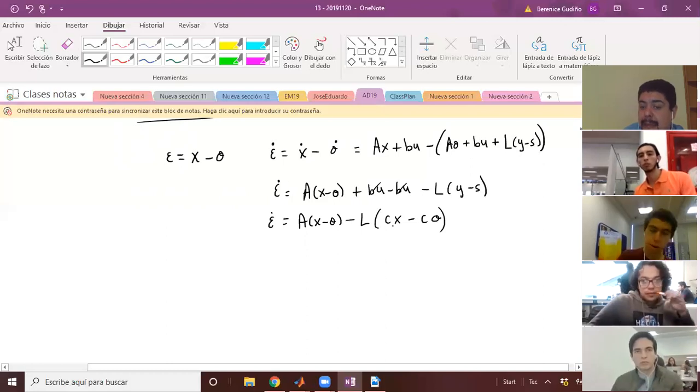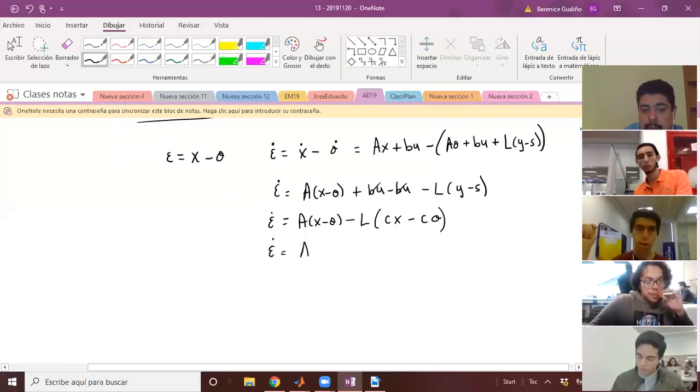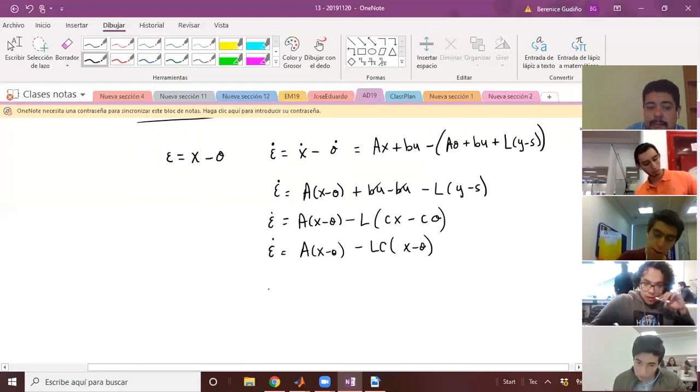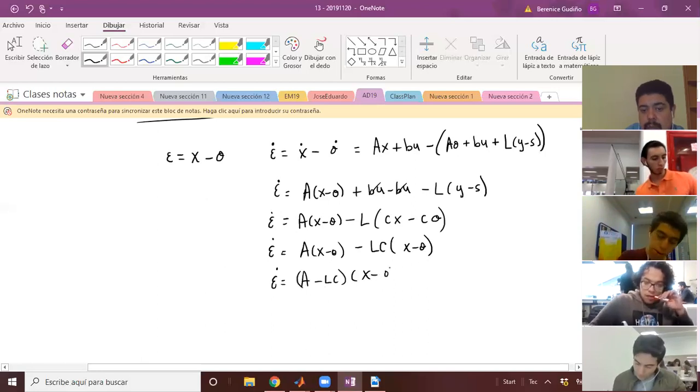So I can make a factorization, you see. This is going to be equal to A times X minus O minus L times C times X minus O. And I can even factorize this: A minus LC times X minus O. But you see, what is X minus O? It is the observer error.